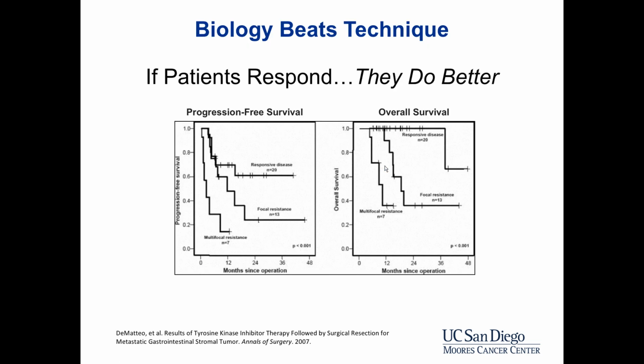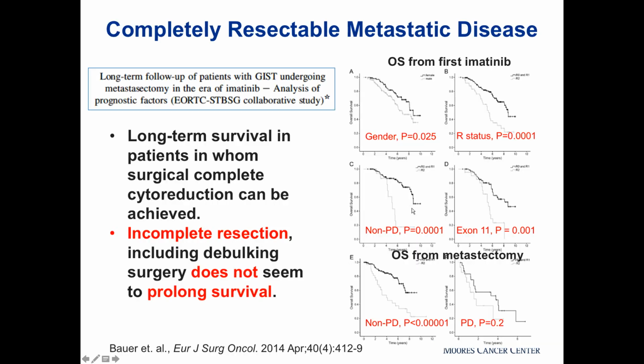So what is the data to back up these concepts I've presented to you today? Well, as I said to you originally, biology beats technique. So we have to be good about picking the right patients for the right operations. If patients have responsive disease to treatment or a longer progression-free survival, they tend to do better than those patients with disease that is resistant to treatment.